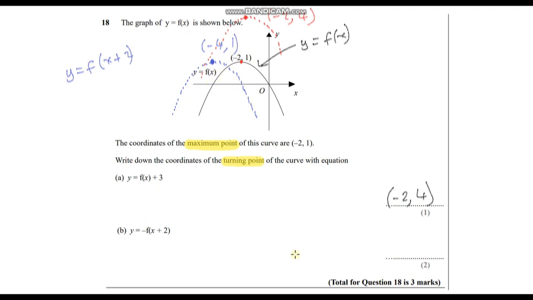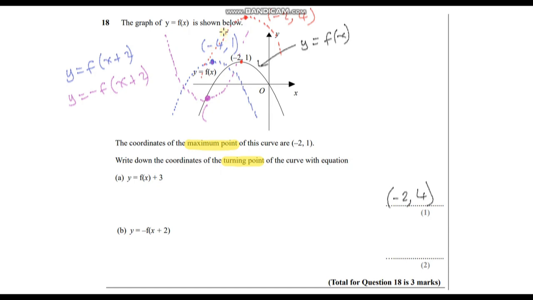Now we're almost done, but instead of f of x plus 2, we've got negative f of x plus 2. So what we're doing is we're just taking this graph and taking the negative. So we are reflecting it over the x-axis. That's what we do. We reflect it over the x-axis. So it's going to look something like this. So now our turning point has gone from here to here.